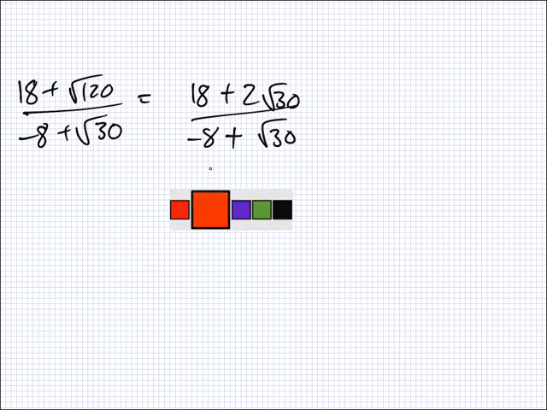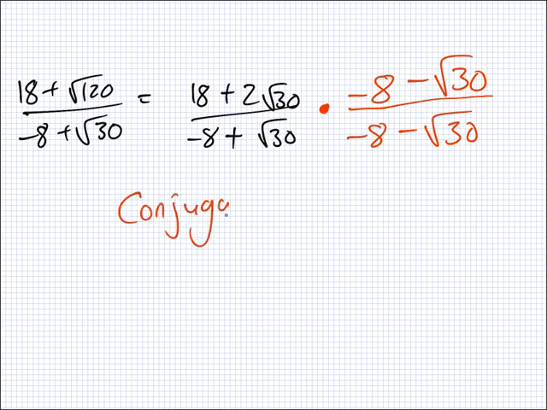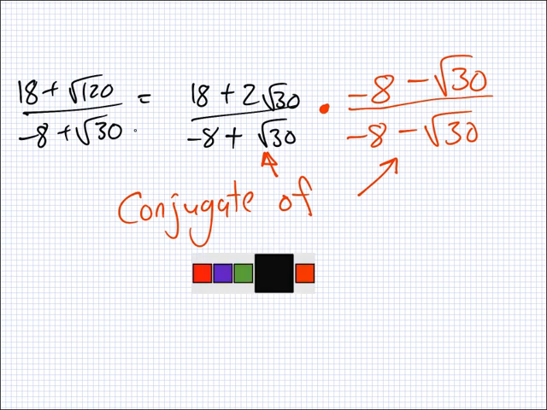So the trick here: you have to multiply the top and the bottom by the opposite. It has a name. It's not called the opposite. Go on, say it. The conjugate of that is that. This process is called rationalizing.